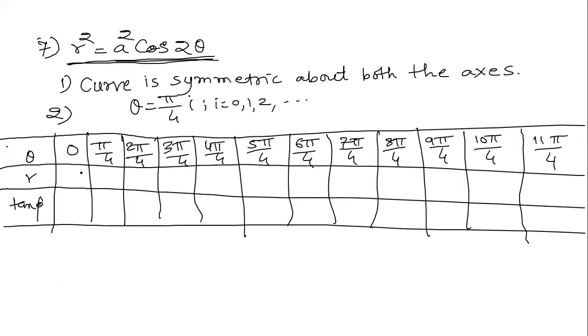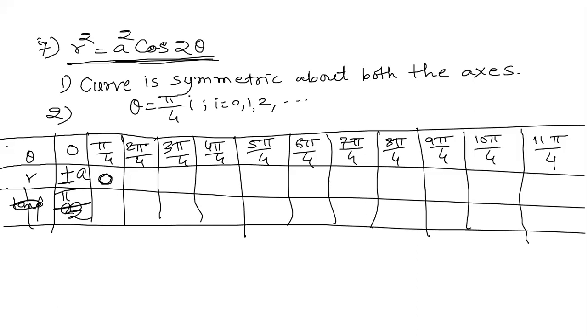So now it is again very interesting. r square equal to a square into cos of 2 theta with theta 0, that is r square equal to a square, that means r is equal to plus a or minus a. And here tan phi will be infinity, that means phi will be pi by 2. Even if you mention phi here, it will be better, pi by 2. Then theta equal to pi by 4. So r square will be a square times cos of pi by 2, and that is r square equal to 0, means r is equal to plus 0 or minus 0.